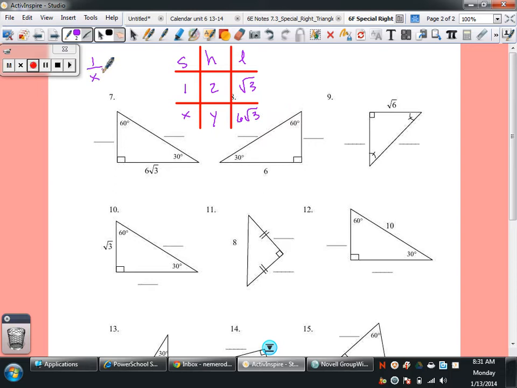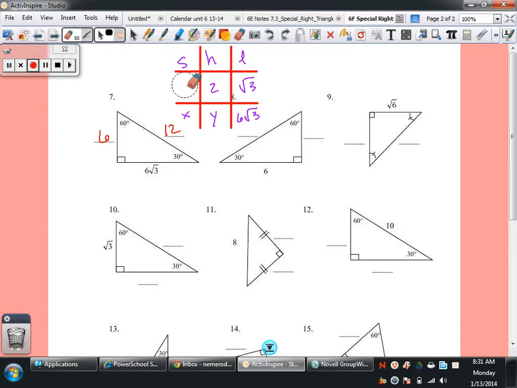1 over x equals the square root of 3 over 6 times the square root of 3. When I cross multiply, or some of you can even see that these right here divide out to 1. So we have 1 over 6 equals 1 over x, and now I know that the short side is 6. And the hypotenuse is always double the short side, so that's 12. So that's it for that one.